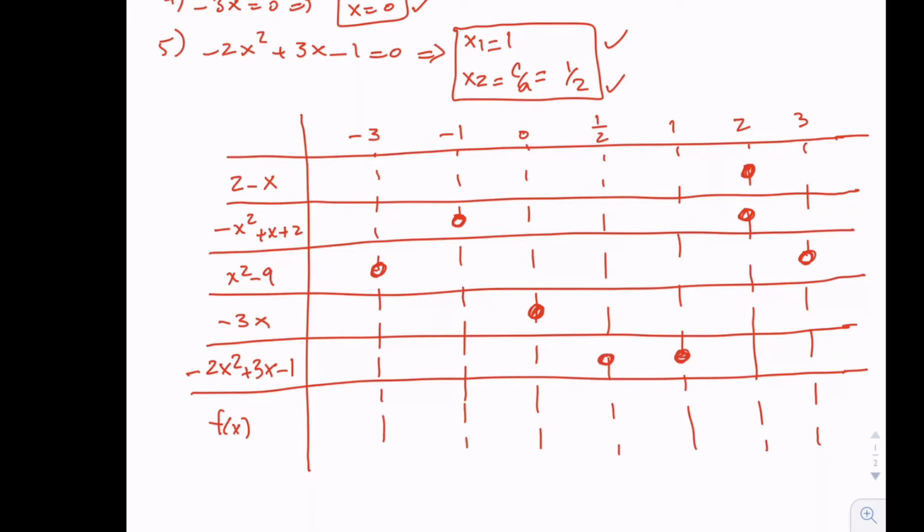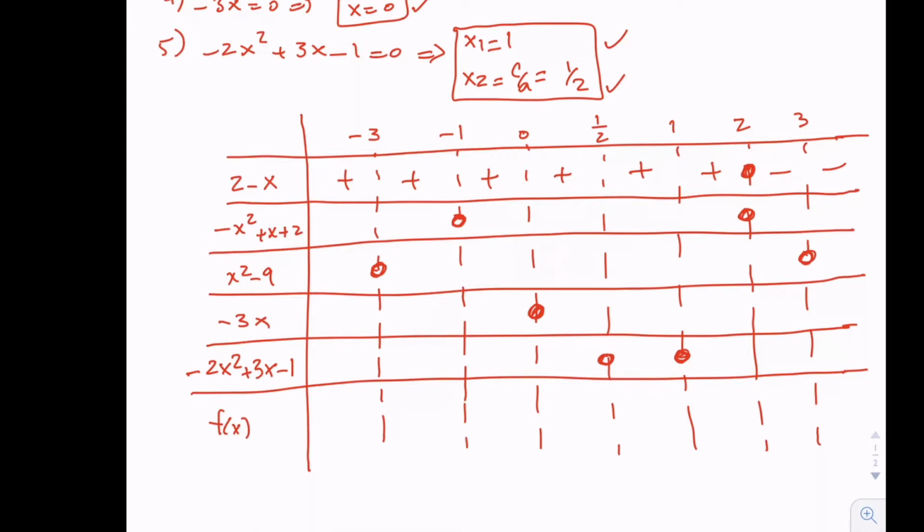Now let's find the sign of each of these expressions. So 2 minus x, for x smaller than 2, it will be positive. And in order to get to that, we just replace x with 0, which is smaller than 2, and we get a positive number, which is 2. So this will be positive, positive, positive, positive, negative, negative.